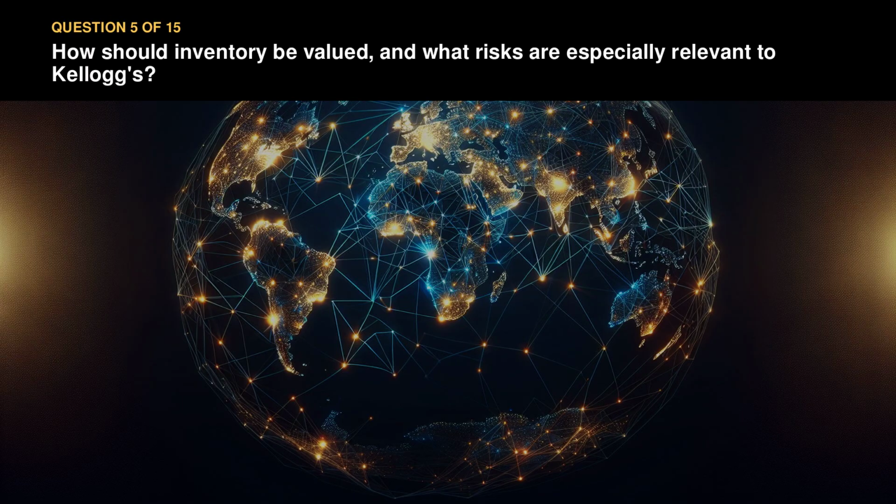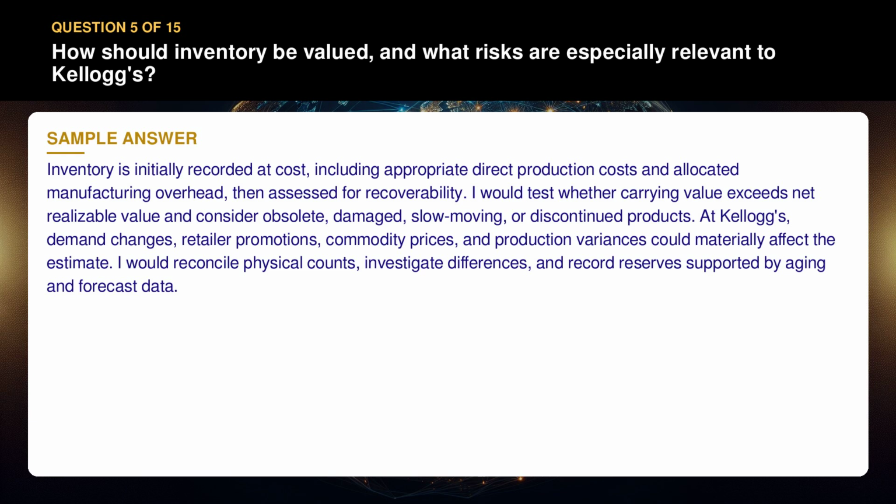Question 5. How should inventory be valued and what risks are especially relevant to Kellogg's? Inventory is initially recorded at cost, including appropriate direct production costs and allocated manufacturing overhead, then assessed for recoverability. I would test whether carrying value exceeds net realizable value and consider obsolete, damaged, slow-moving, or discontinued products. At Kellogg's, demand changes, retailer promotions, commodity prices, and production variances could materially affect the estimate.